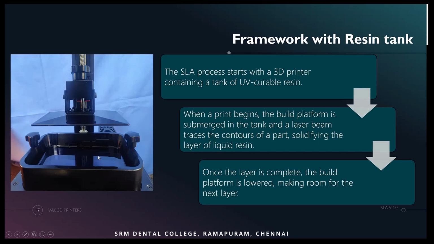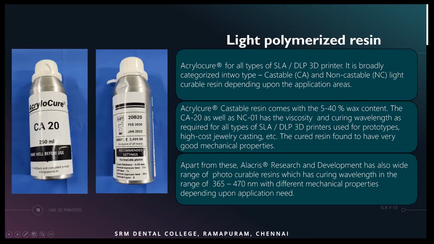Every slice will be shown here, and the area of the slice alone will get cured, and it will be attached to the build platform, so it can remove each layer by layer, so that it moves up and down for each layer to get processed. This is the light polymerized resin which we use, which is acrylocure.